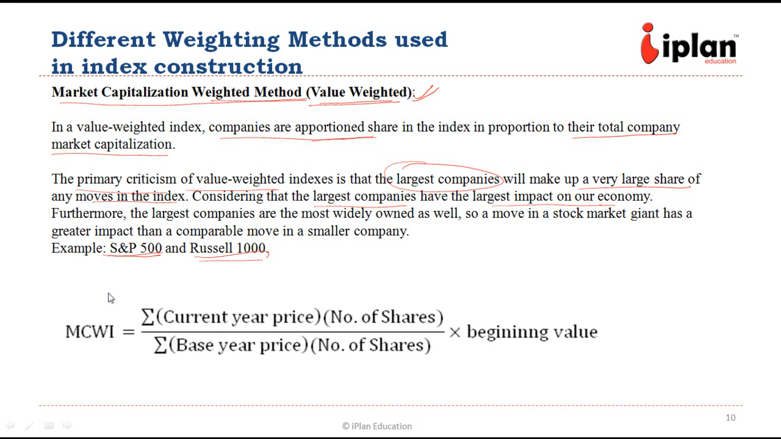So the formula is price into number of shares, which is the market capitalization of the company, divided by base year price into number of shares, that is, market capitalization of the base year, into the beginning value of the index. We'll take a numerical example in subsequent slides.